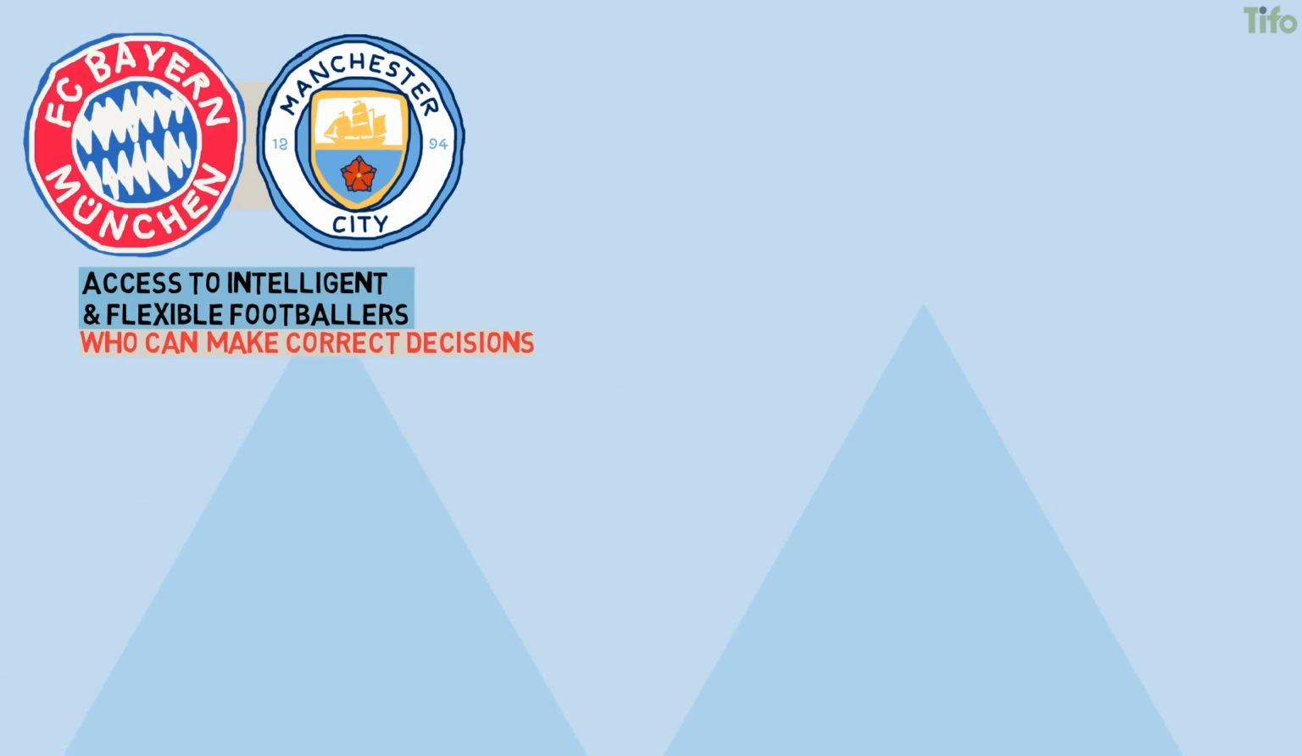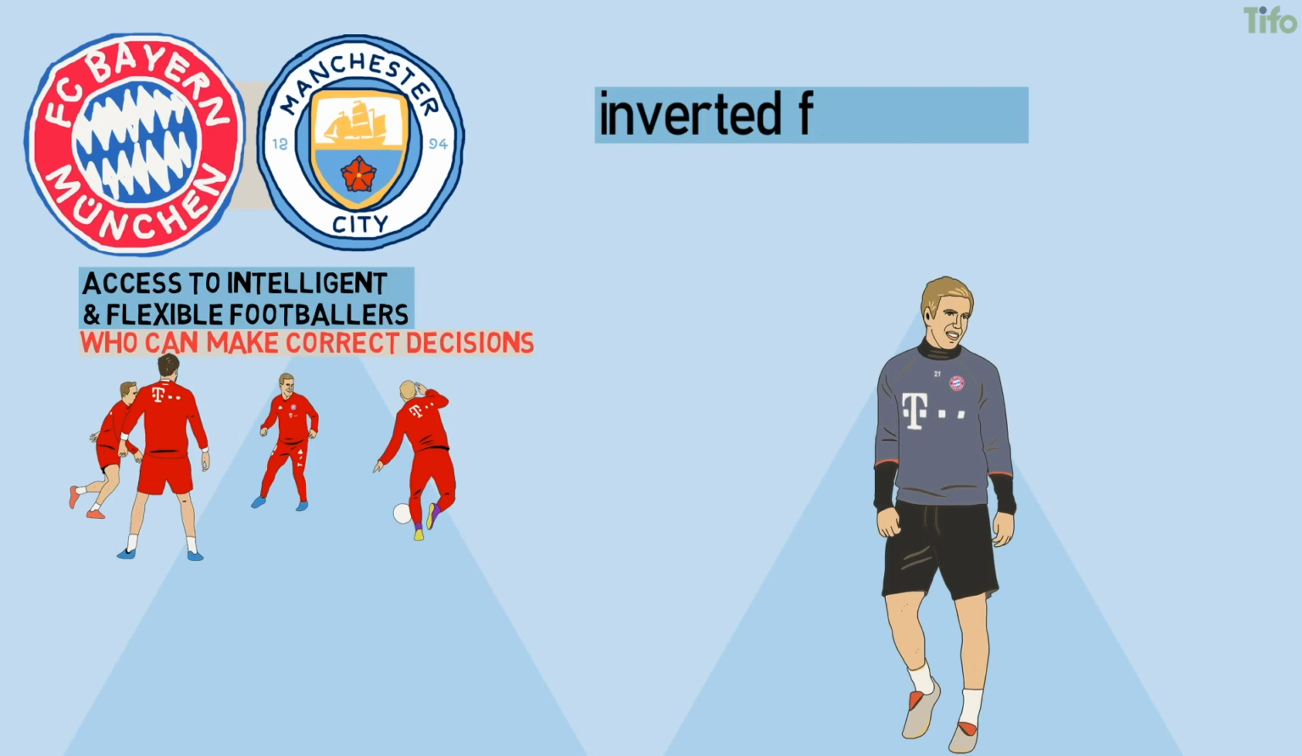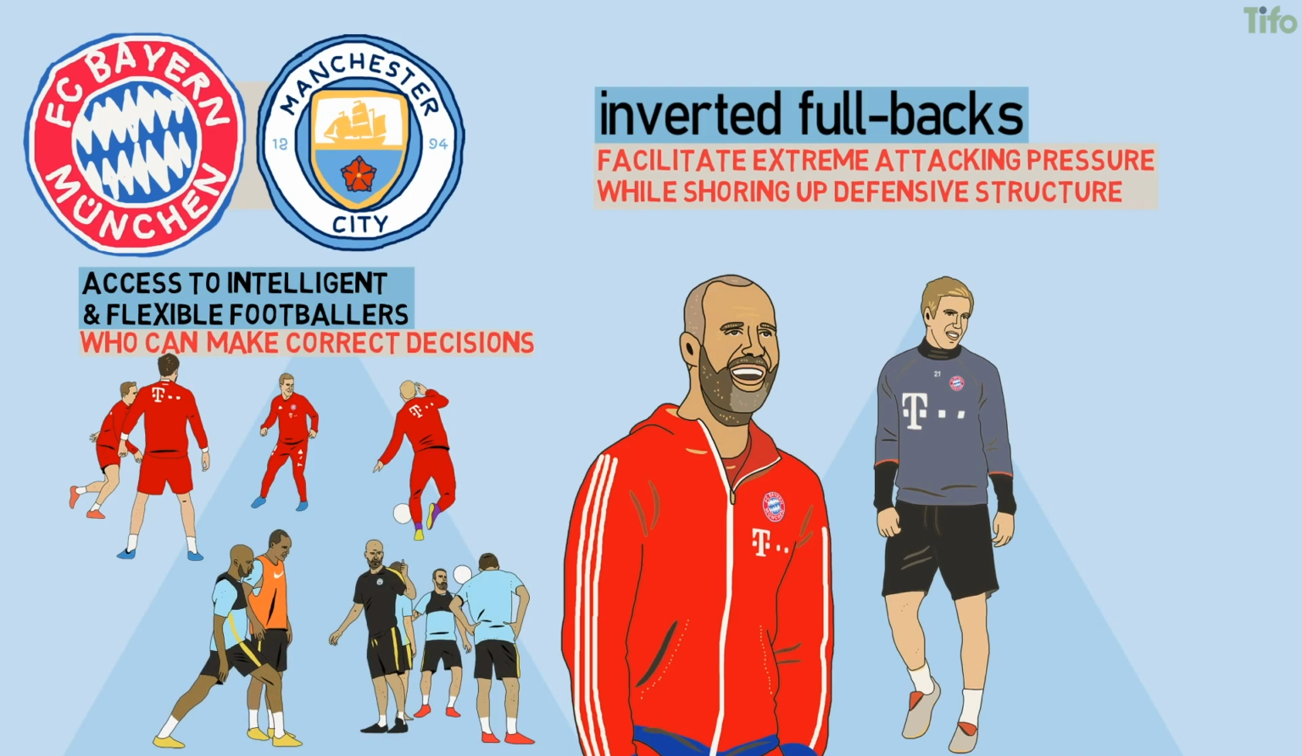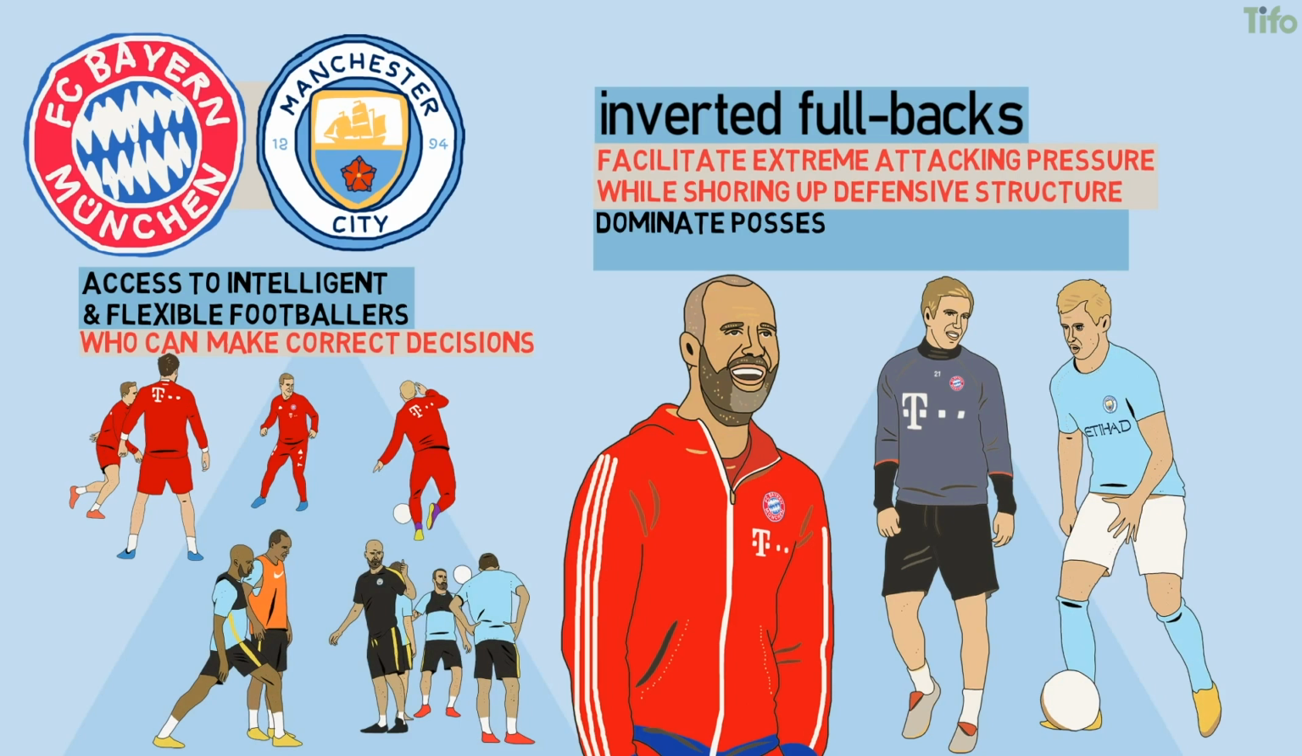Used well, inverted fullbacks can facilitate extreme attacking pressure while also shoring up the defensive structure, allowing teams like Guardiola's Bayern or Manchester City to dominate possession and pin teams in their own half to devastating effect.